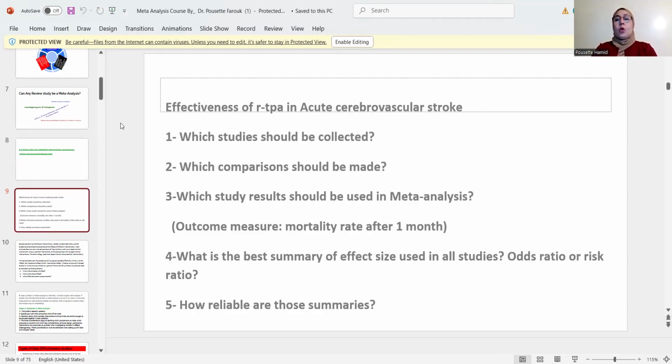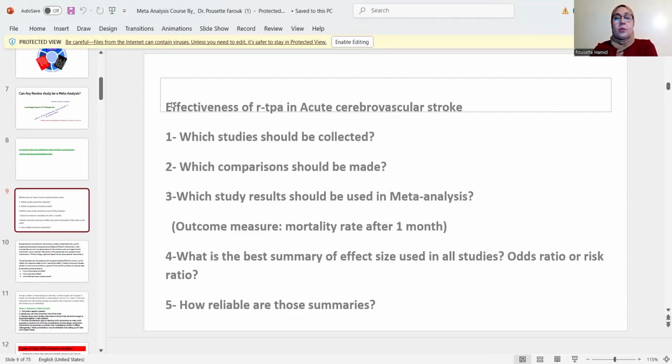So now, what studies should I collect to do a meta-analysis? Now I'm starting a topic from the beginning to do it in a meta-analysis format, not as a traditional review, not as a scoping review, not as a systematic review, as a meta-analysis. So now, what studies should be collected?